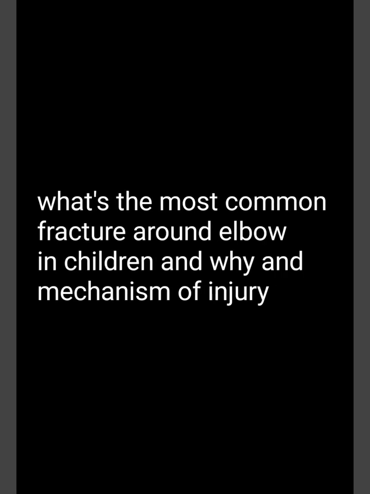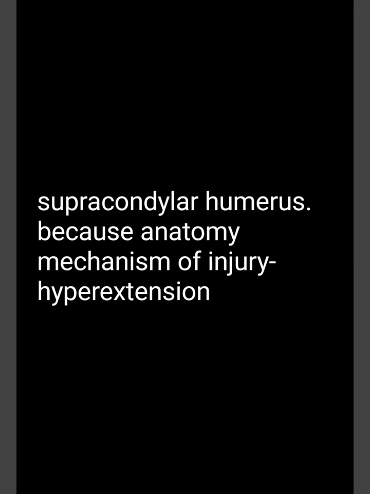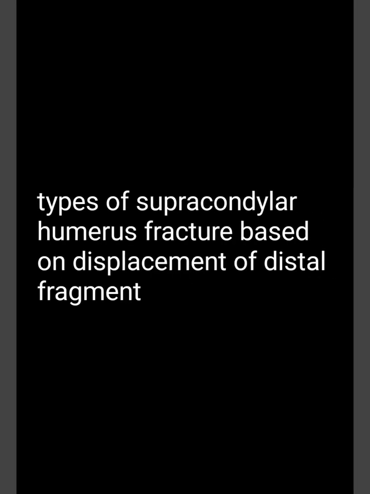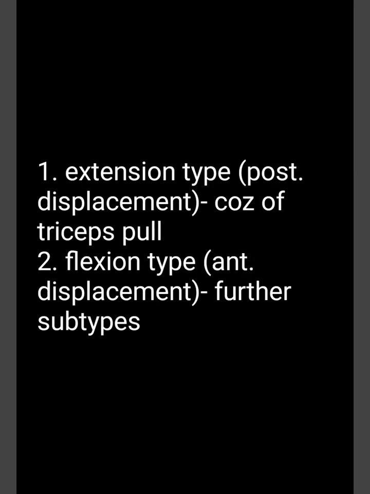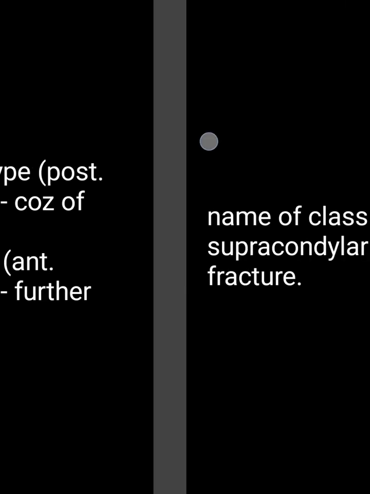What's the most common fracture around elbow in children and why, and mechanism of injury? Supracondylar humerus, because of anatomy. Mechanism of injury: hyperextension. Types of supracondylar humerus fracture based on displacement of distal fragment: 1. Extension type, posterior displacement because of triceps pull. 2. Flexion type, anterior displacement, with further subtypes.